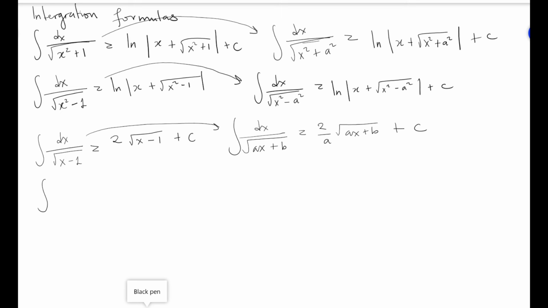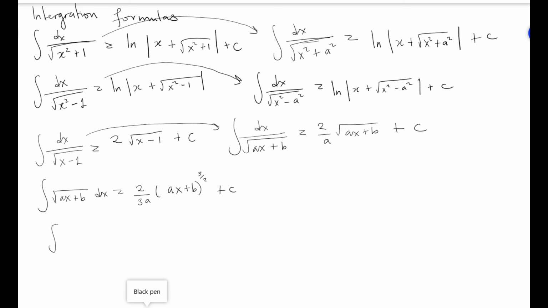If you have the integral of the square root of ax plus b with respect to dx, this will be equal to 2 over 3a times (ax plus b) to the power 3 over 2, plus c.